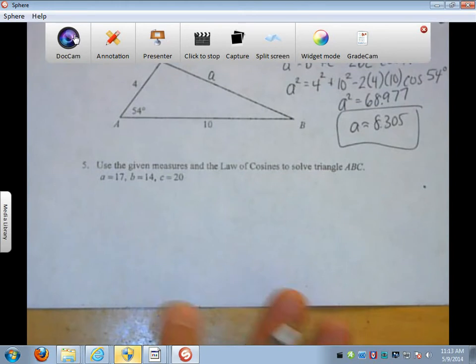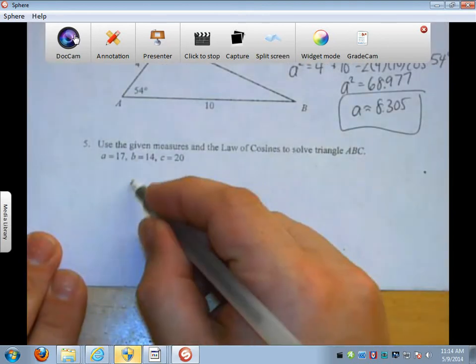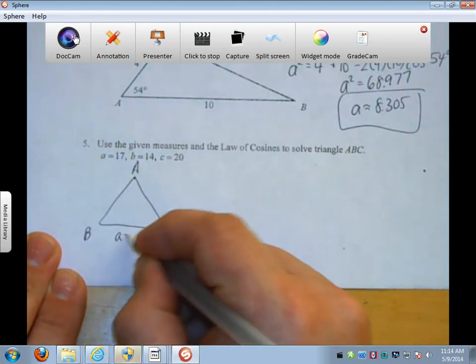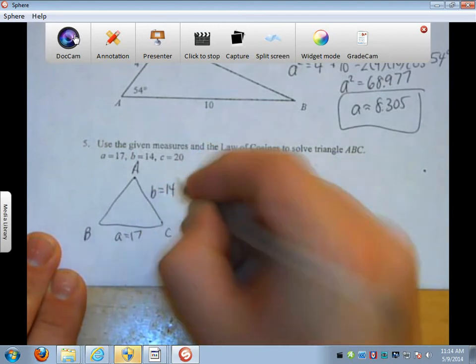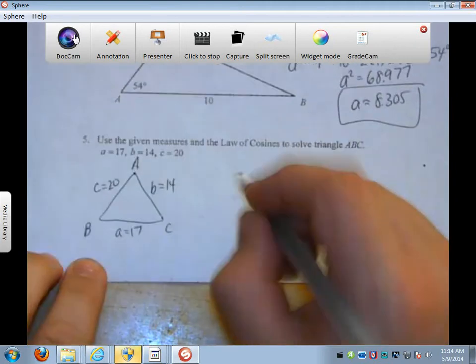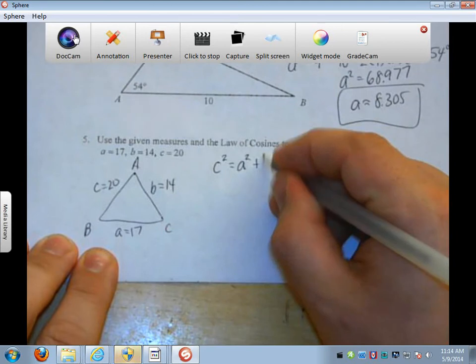Okay, number 5, use the given measurements and the law of cosines to solve triangle ABC. So I'm going to go ahead and draw a picture of the triangle. I know little a is 17, little b is 14, little c is 20. When you're given 3 sides, my recommendation is to solve for the biggest angle measure, because we know that the biggest angle measure is opposite of the biggest side. So we'll use the one involving c squared on the left side to solve for angle C.